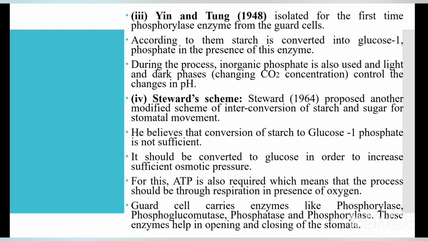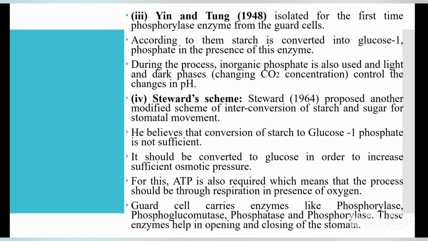The guard cell carries enzymes like phosphorylase, phosphoglucomutase, and phosphatase, and these enzymes actually control the opening and closing of stomata. That means when starch combines with phosphate, it forms glucose 1-phosphate. Then glucose 1-phosphate, in the presence of phosphoglucomutase, is converted into glucose 6-phosphate. Then glucose 6-phosphate, in the presence of phosphatase, forms glucose and phosphate. These things occur when the stomata open. When the stomata close, glucose is again converted into glucose 1-phosphate, and glucose 1-phosphate, in the presence of the phosphorylase enzyme, is converted into starch and phosphate.